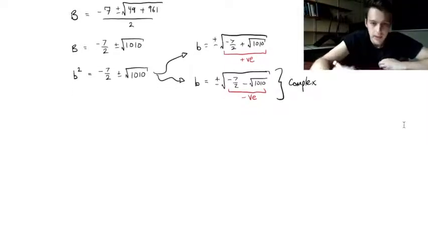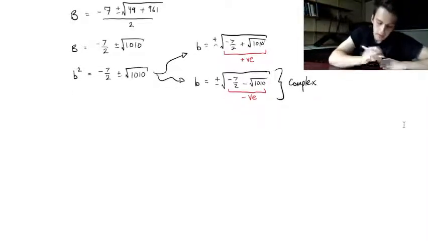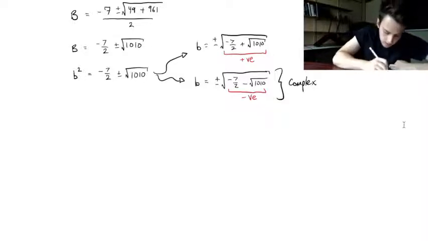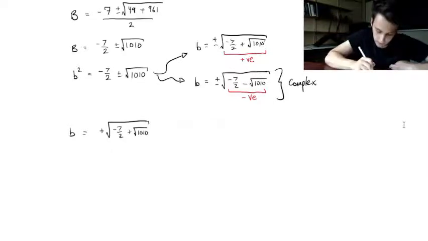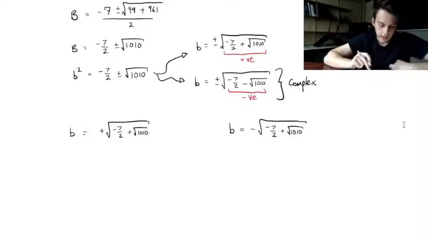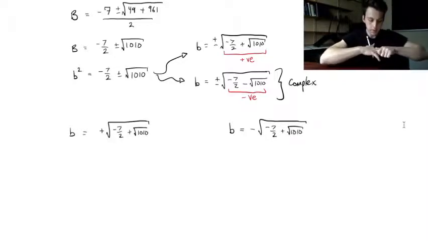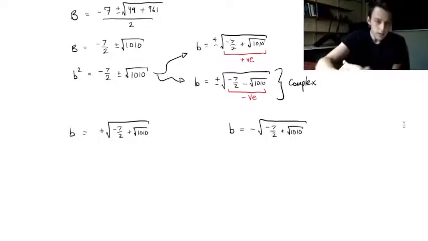So let's get back to solving this. We have b can be equal to the positive square root of negative 7 over 2 plus the square root of 10,010. And then we also have the case where b is equal to minus that, minus the square root of negative 7 over 2 plus the square root of 10,010. Great, sounds good.